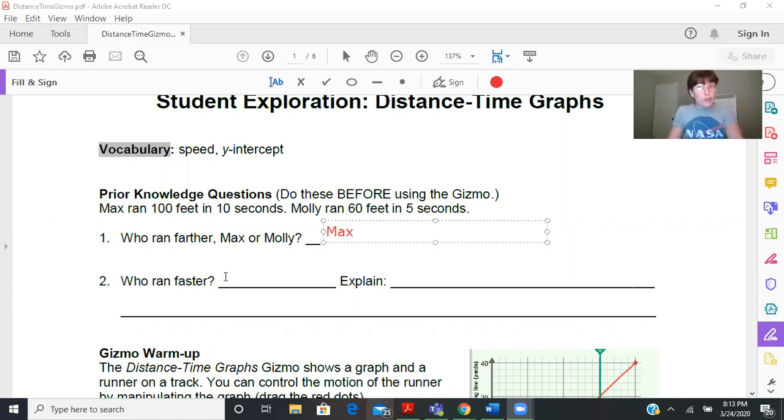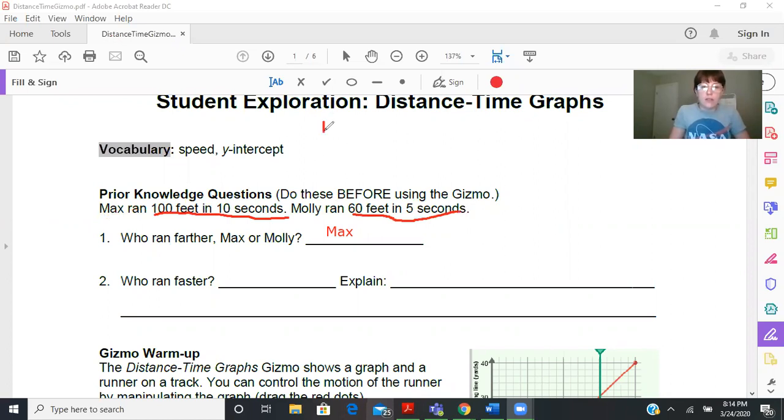Who ran faster though? So this is going to require our rise over run, our slope, our distance divided by time equation. So I know that Max ran 100 feet in 10 seconds, and Molly ran 60 feet in 5. So let's do Max first.